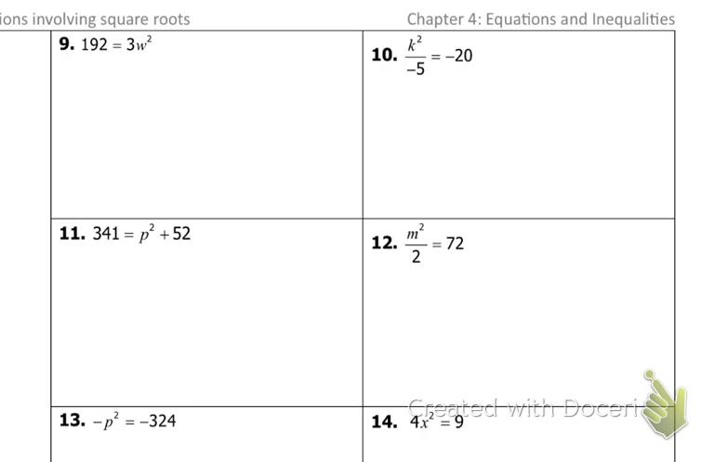We have to do it by a negative. Like, which one are you looking at? So we'll multiply by a negative 2 on both sides. All right. Let's go ahead and do 9 and 10 together.